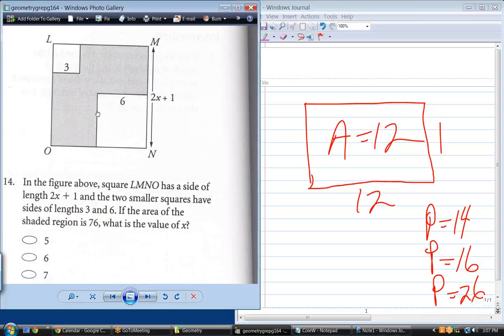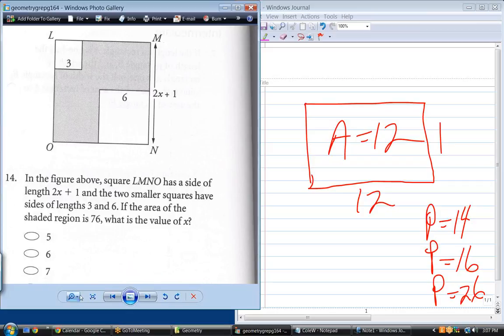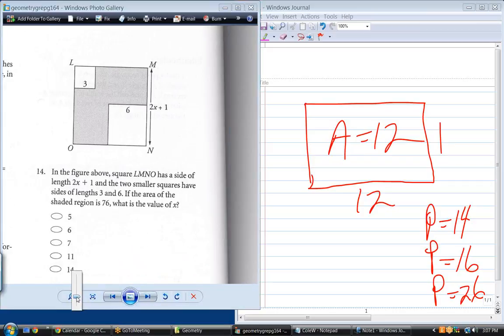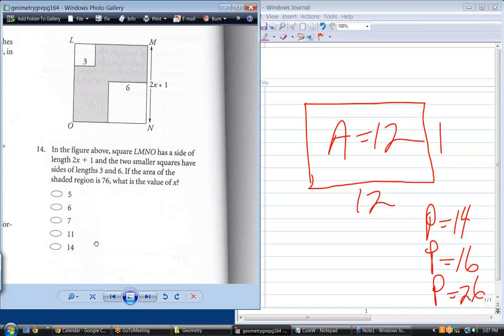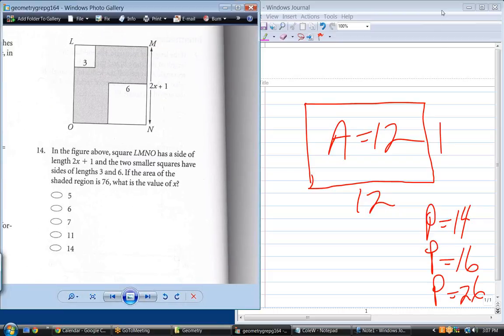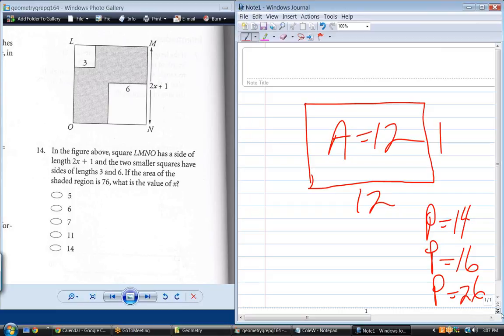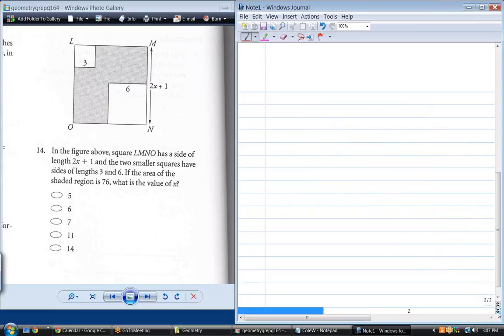All right, let's look at this one. Again, we're in the section on quadrilaterals or polygons, but not triangles or circles. In other words, we're either talking rectangles, I think this is all quadrilaterals, 4-sided figures.